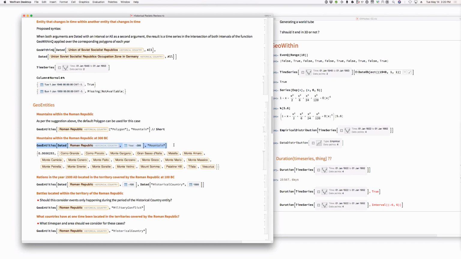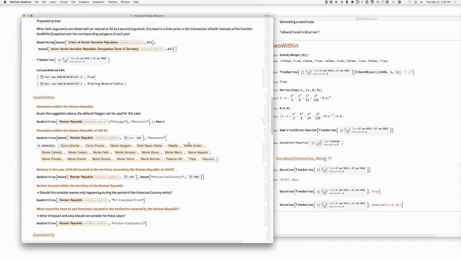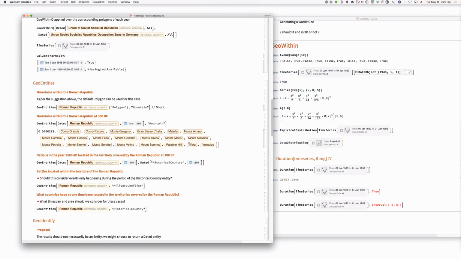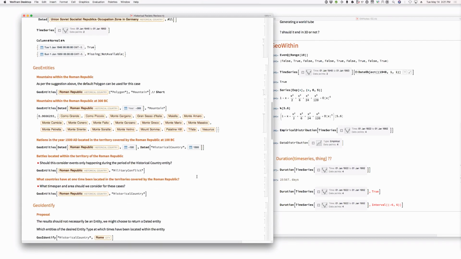Okay. That looks beautiful. Is there a problem with this? That seems like a good thing to do here. Nations from the year 1500 located within that territory. That looks, well, that's interesting. GeoEntities. That's interesting. Yeah. Okay. I would say yes by default. By default, this should include the military conflicts.